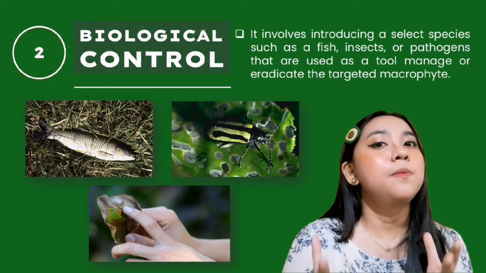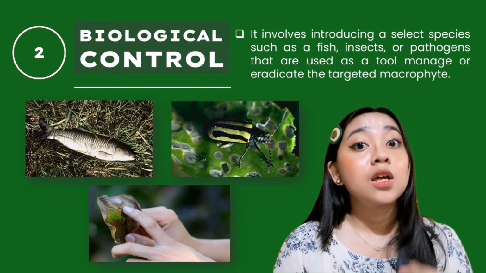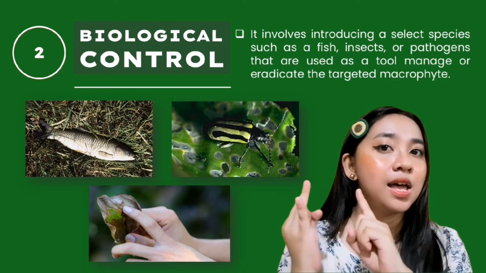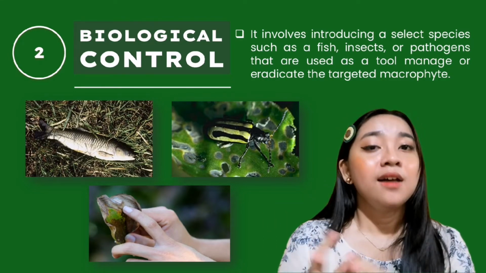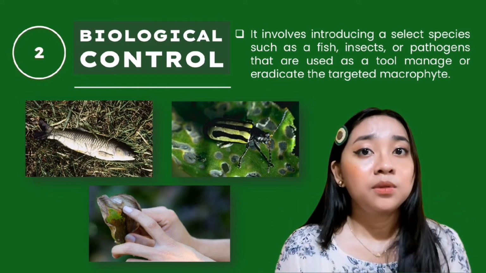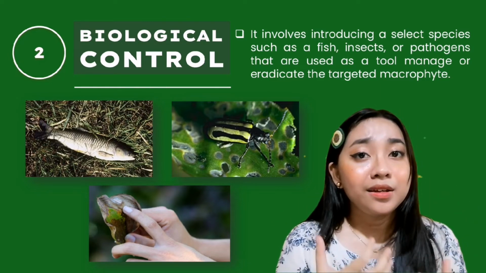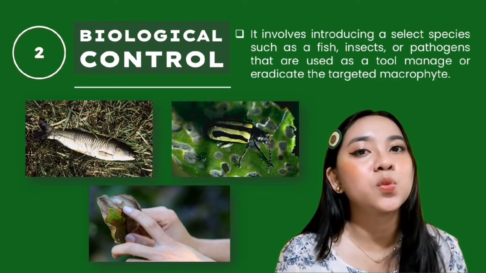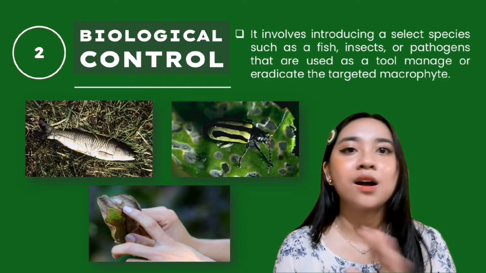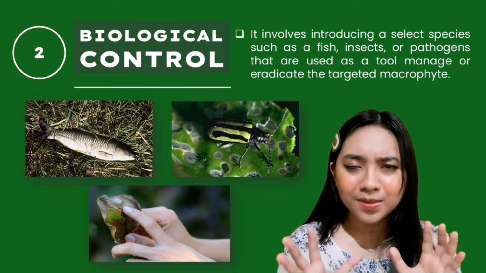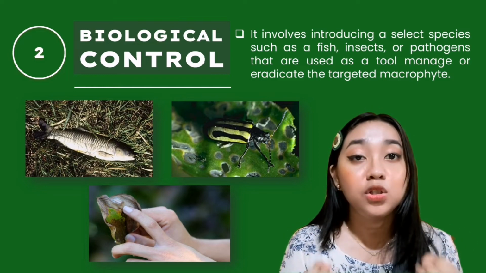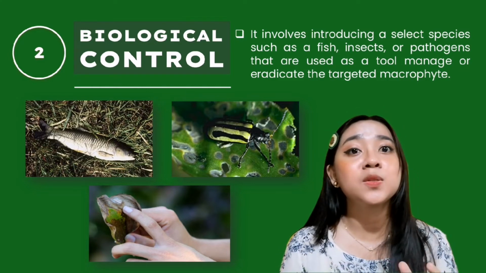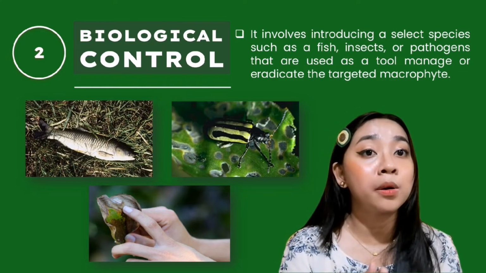Second, we have biological control, which involves introducing a select species such as fish, insects, or pathogens that are used as a tool to manage or eradicate the targeted macrophytes. Oftentimes, the introduced species will also eat macrophytes not targeted for removal. While this method can be effective when used properly, it could possibly introduce a harmful species into the ecosystem, causing more damage.